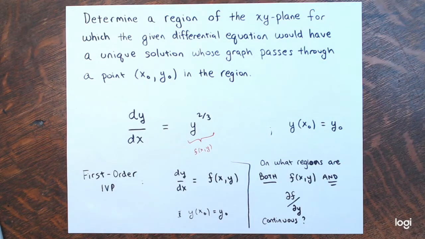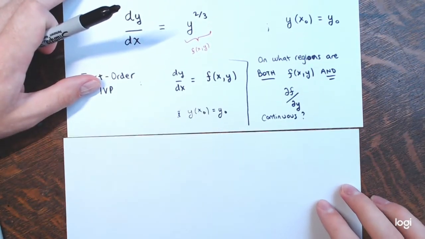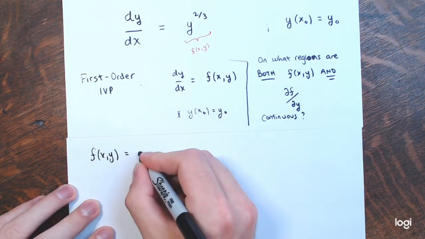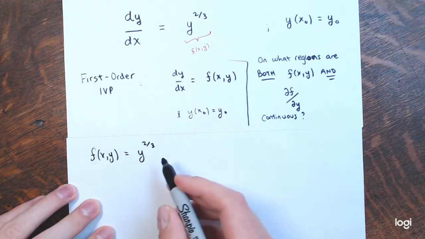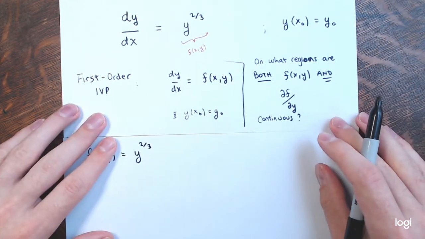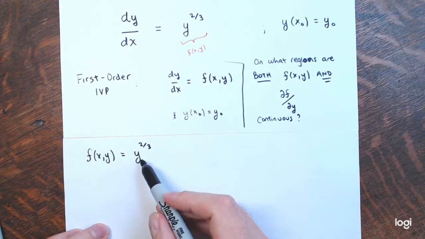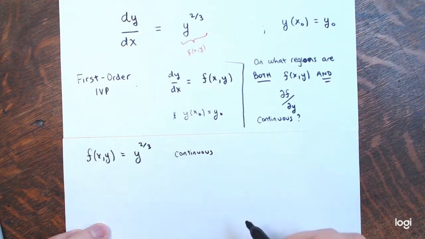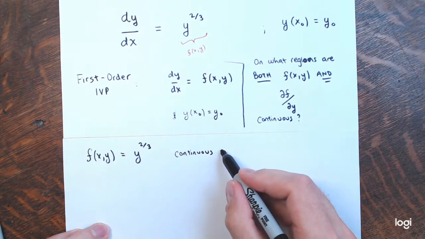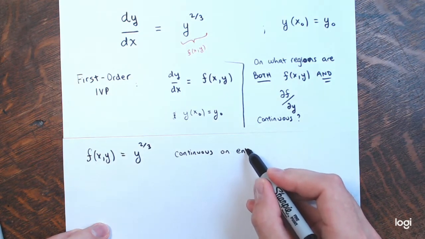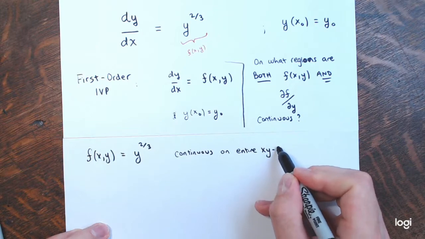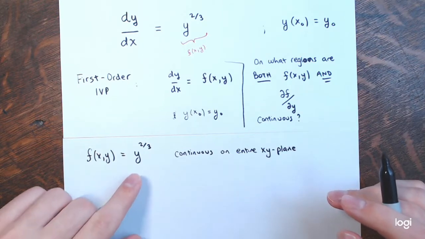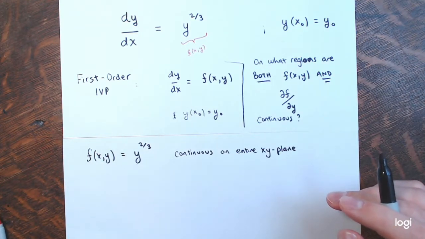So for this particular example then, f of xy is just y to the 2/3 power. This is continuous everywhere. This is continuous over the entire xy plane. It's defined over the entire plane. So again, there are no values of x or y that make this expression undefined.